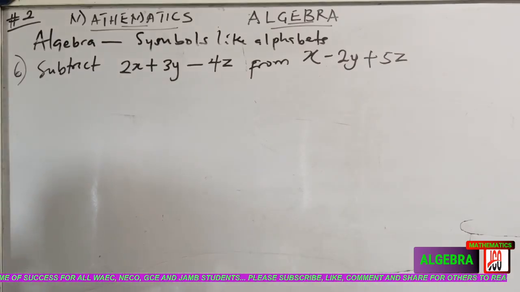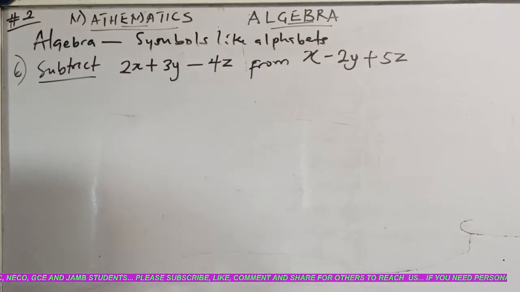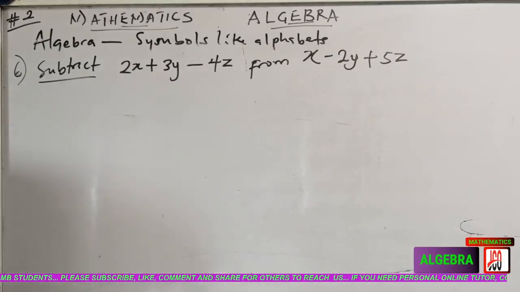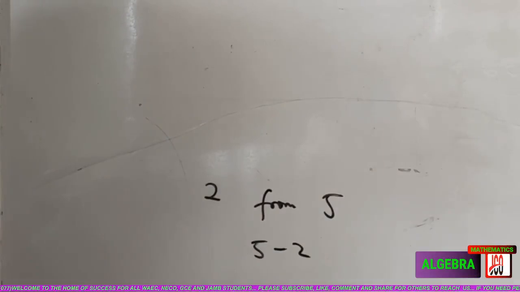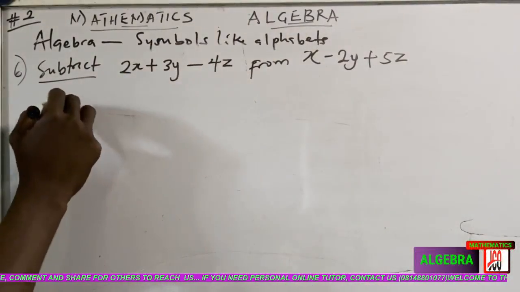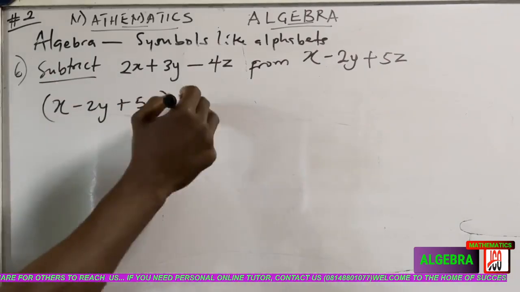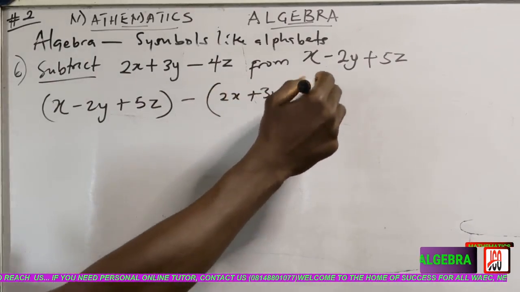If I ask you to subtract 2 from 5, it simply means remove. The word subtract means remove. Remove 2 from 5. How do you remove it? You simply use the 5 and subtract the 2. This will become 5 minus 2. That's how you remove it. So I'll be using this one minus this one. So I'm going to have x minus 2y plus 5z minus (2x plus 3y minus 4z).